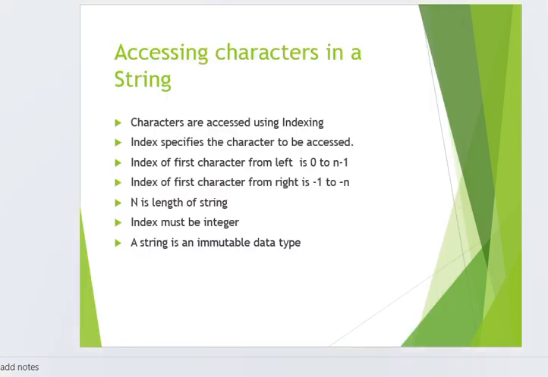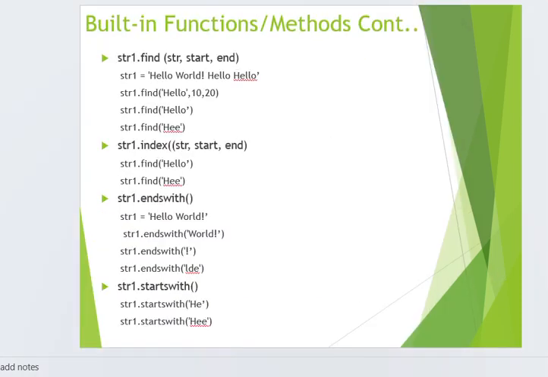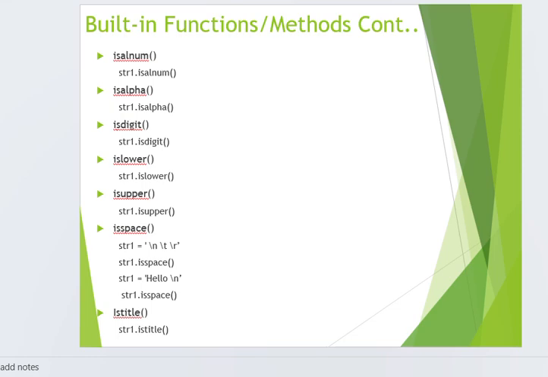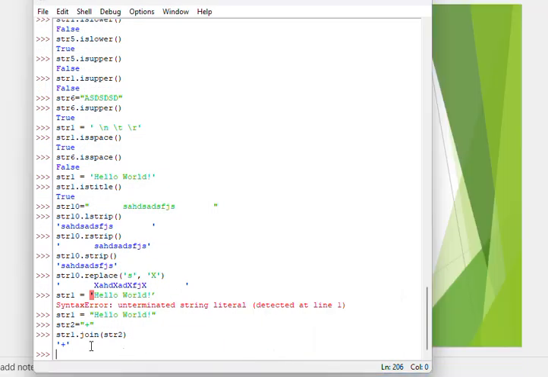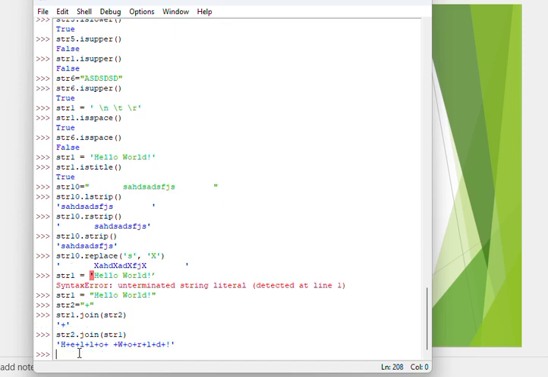So let's do it again. We have tried this. So it has to be string 2 joining string 1. The character by which we have to join has to be written first. So the complete string is joined using this.